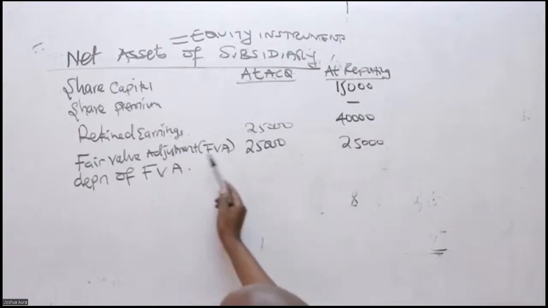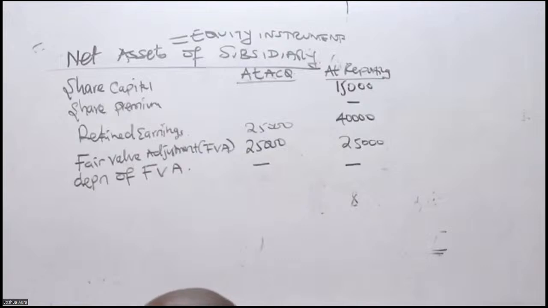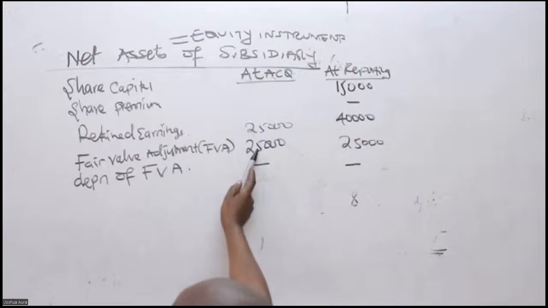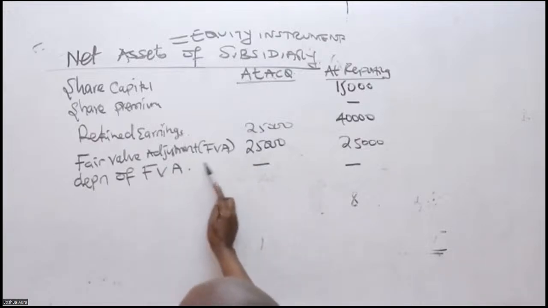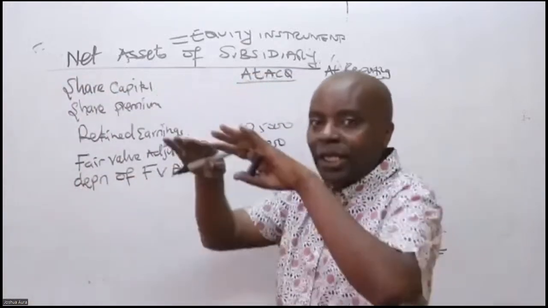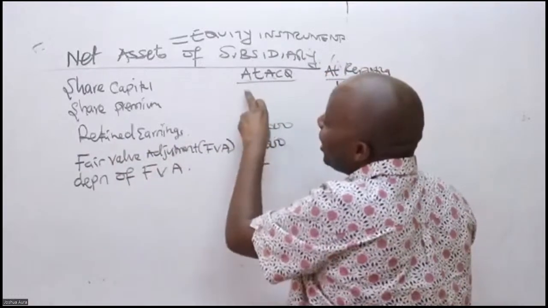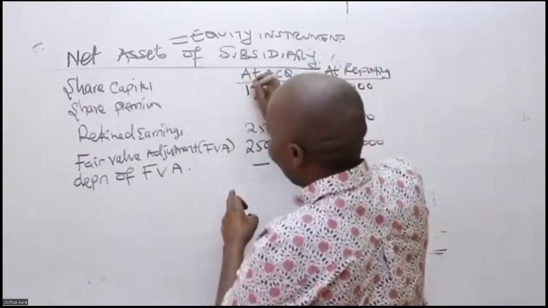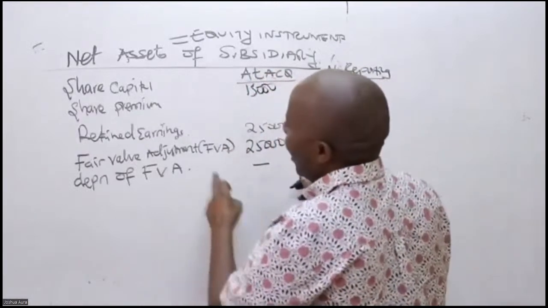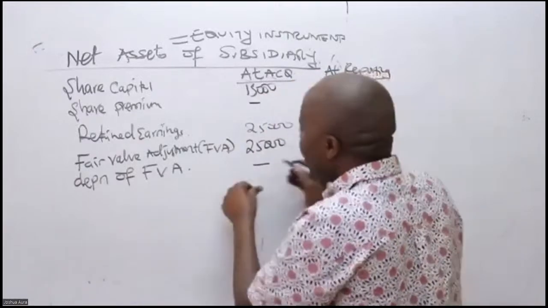And then depreciation, of course, this land is not depreciable. Depreciation will be 0, 0, because this is land. Land is never depreciated. So depreciation of fair value adjustment is 0. Now listen here. The share capital of a subsidiary doesn't change in between. So the share capital at reporting will always be the same as share capital at acquisition, 15,000. And then share premium has not been given in the question at all. So that is okay.